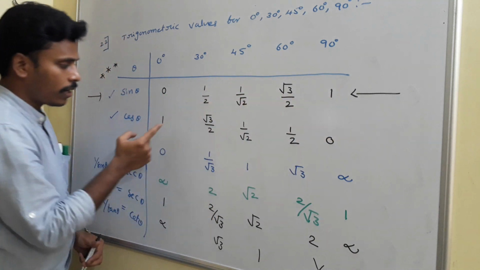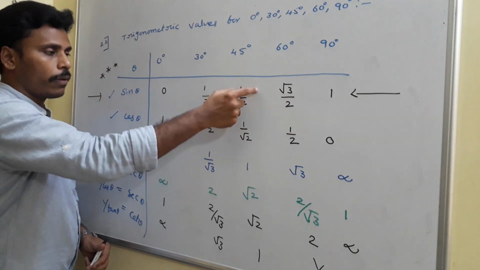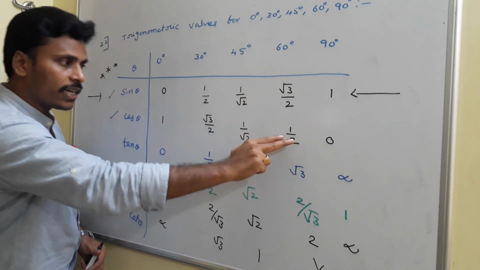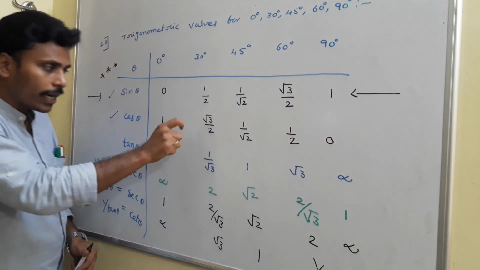Look at this. This last is 1 and this first is 1. This is root 3 by 2, this is root 3 by 2. 1 by root 2, 1 by root 2. And the second one is 1 by 2. From this side, the second one is 1 by 2. So if you reverse this first row, you get the second row.